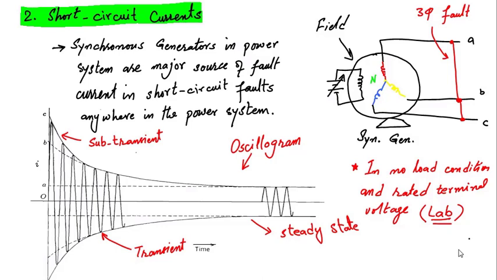Next, these three currents are described with the help of the synchronous generator's three different types of reactances. Because the induced EMF behind these three currents is the same. Induced EMF depends upon the excitation. Excitation does not change, the field current does not change.